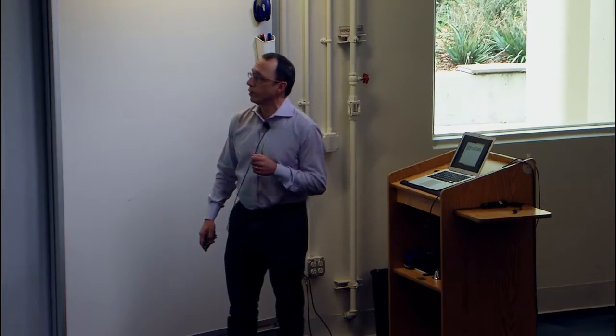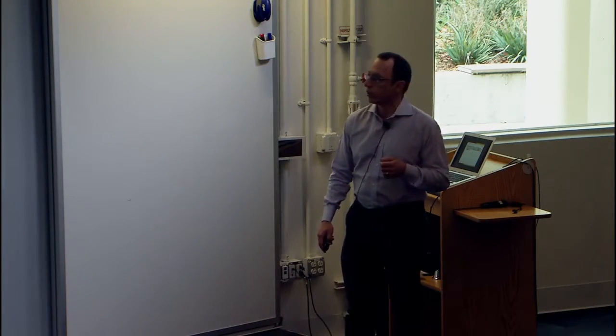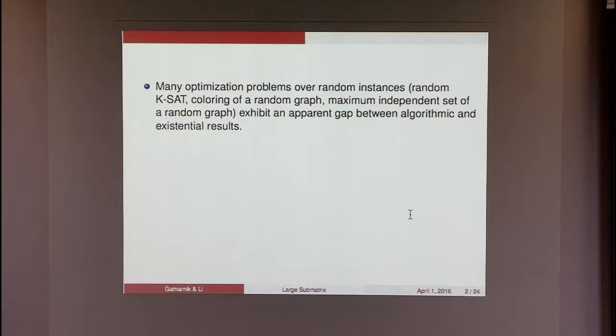In 2 words, we will look at random instances of constraint satisfaction problems where you want to solve some optimization problem. Many such problems exhibit an apparent gap between what can be achieved algorithmically and what can be established by existential results. There are many examples of such problems, like a random k-SAT, coloring of a random graph, maximum independent set of a random graph. But if you haven't seen any of such problems before, no worries. Next slide, I will introduce one of the vanilla versions of this problem.